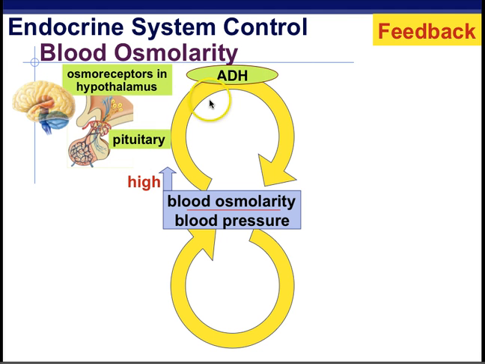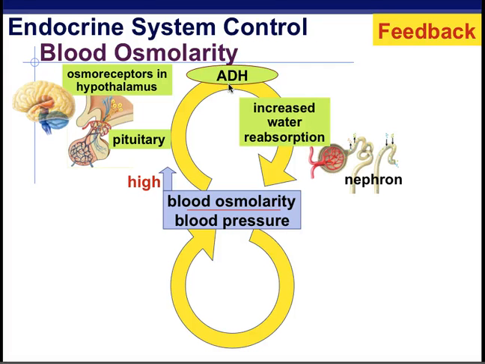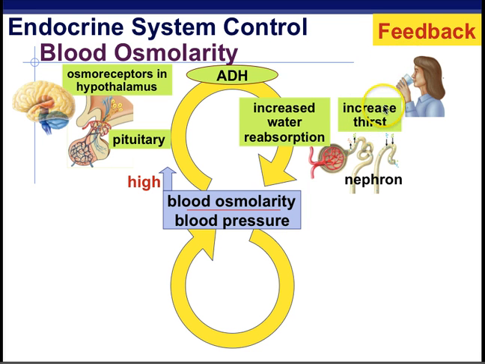So then we release ADH, which I told you about, the vasopressin, the antidiuretic hormone, promoting increased water reabsorption by the kidneys. So the nephrons are inside the kidneys. This is also going to increase thirst so that we increase our water consumption to increase the water uptake, increase water reabsorption.